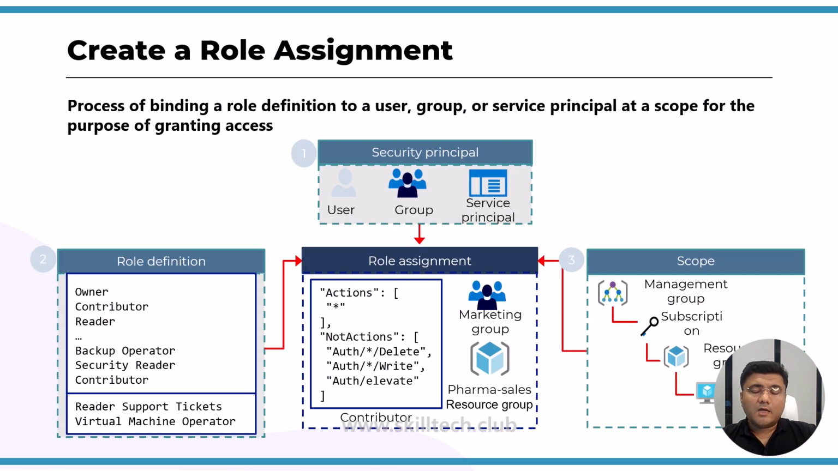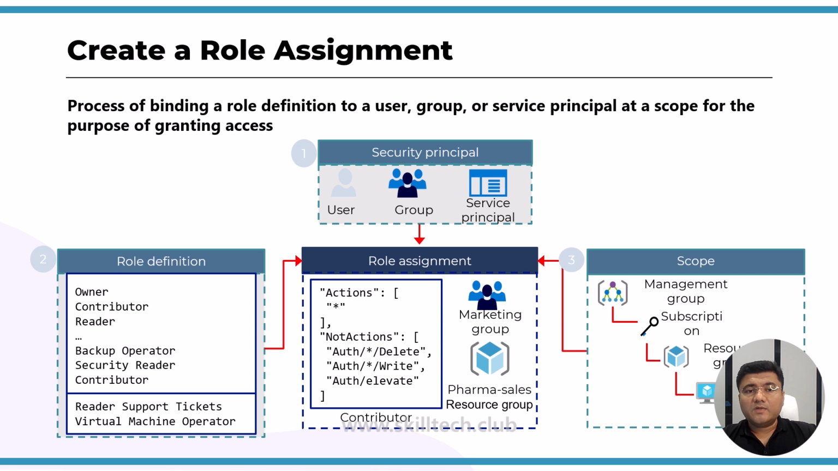This slide is talking about creating a role assignment. So role assignment is basically a process of binding a role definition to a user, group, or a service principal at a scope for the purpose of granting access. Now you can see the topmost tile here is the security principal, which can be a user, group, or service principal. Basically, this is going to give you a unique identity of a user or a group of users, or maybe some kind of an application or service, which will come under service principal.